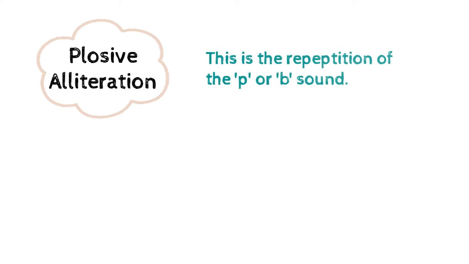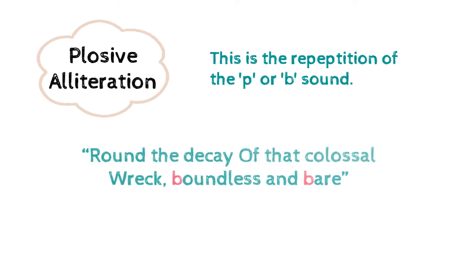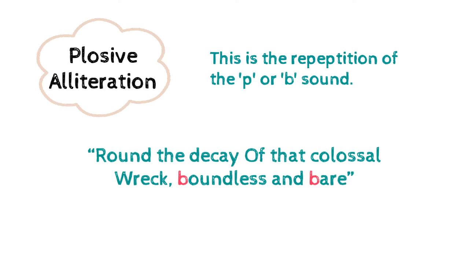Plosive alliteration refers to the repetition of the P or B sound. This can sound bold or even aggressive. Near the end of his poem about a ruined statue, Percy Shelley writes, "Round the decay of that colossal wreck, boundless and bare." And the plosive alliteration of "boundless and bare" creates a sense of power relating to the desert, which draws the focus from the once mighty statue.